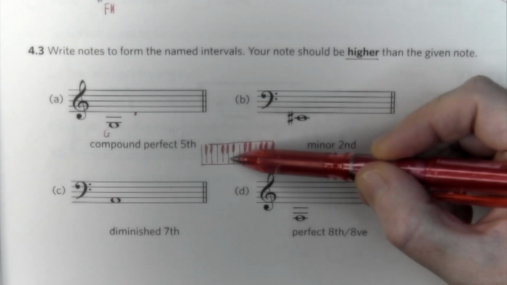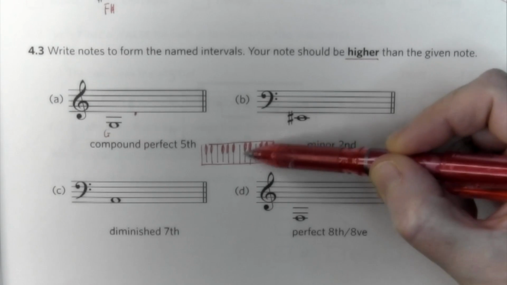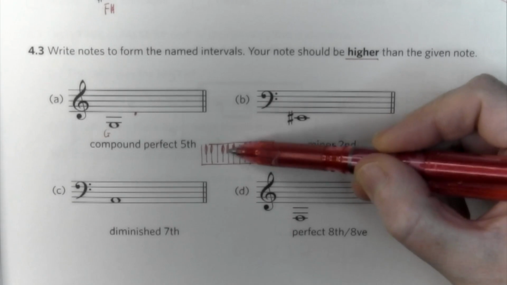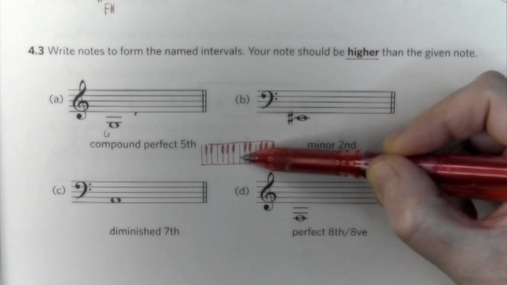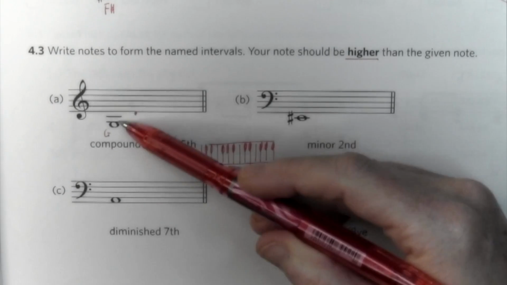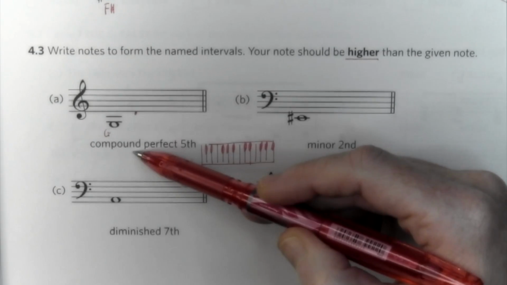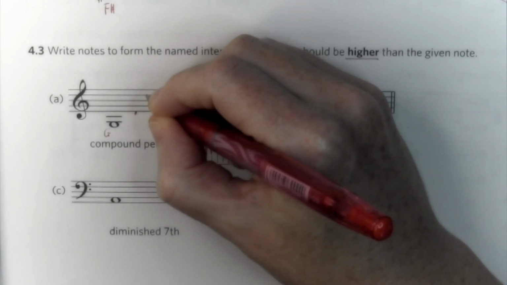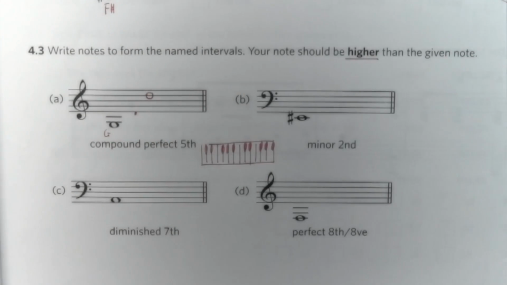So 1, 2, 3.5. Okay, so one more time. 1, 2, 3.5. This is D. Lovely. This means that this is already a perfect fifth. Now we need to make it compound, so we raise it up by an octave. And this is the final answer.